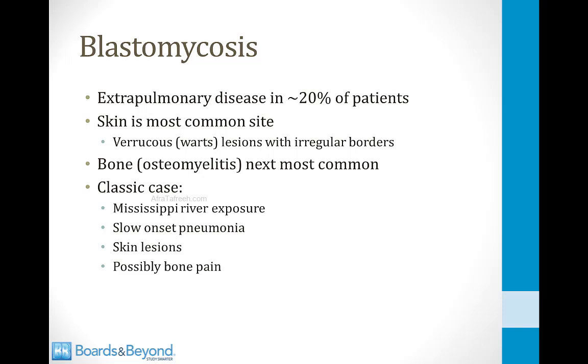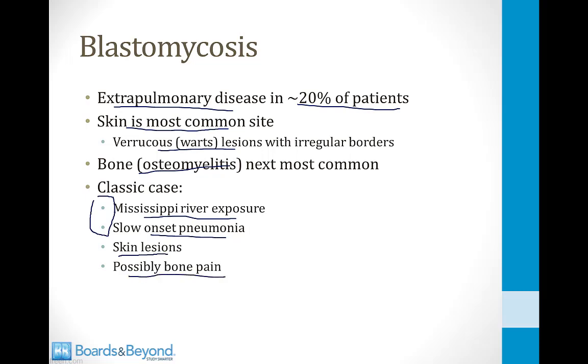But one thing that's different about blastomycosis is that extrapulmonary disease is very common. About 20% of patients will have this. The skin is the most common site, so patients with blastomycosis can get these wart-type lesions with irregular borders on their skin. Then the second most common site is to have bone involvement and osteomyelitis from this infection. So the classic case of blastomycosis will be somebody with a Mississippi River exposure and slow onset pneumonia, and this can look a lot like histoplasmosis, but the unique features will be the presence of skin lesions and possibly bone pain. And then one other thing to remember is that histoplasmosis is associated with cave and bat exposure, and that's not the case for blastomycosis.